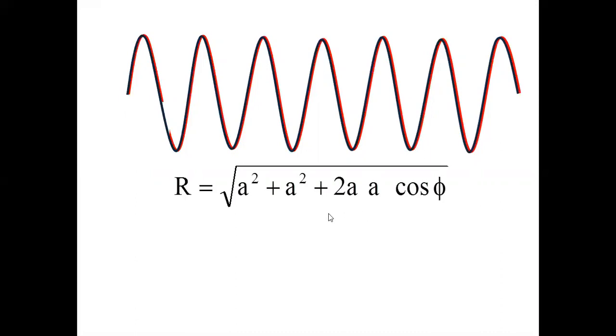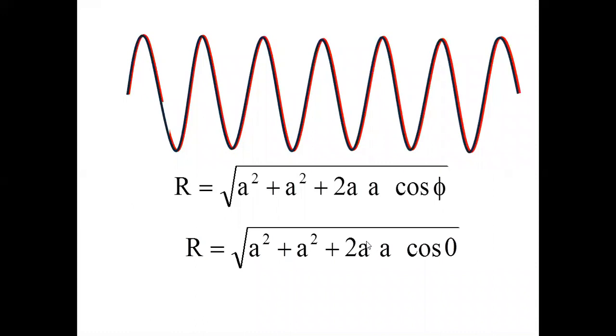A square plus, what is B? Here A, that is B. B is also A. A square plus 2AB cos phi. This is the formula I am going to use. Resultant amplitude of the resultant wave, when two waves of amplitude A and B superpose on each other when their phase difference is phi, is root of A square plus B square plus 2AB cos phi. Okay, I have taken B also as A because they are identical waves, coherent waves.